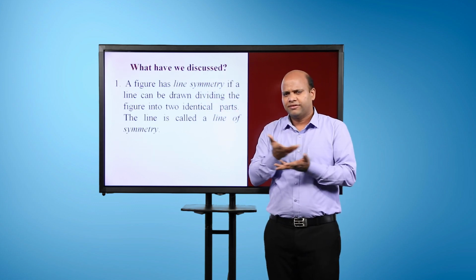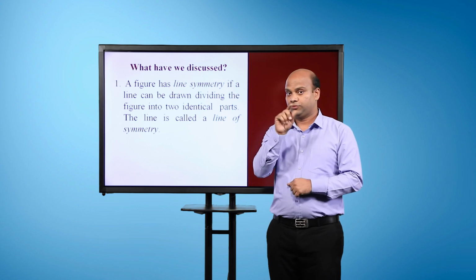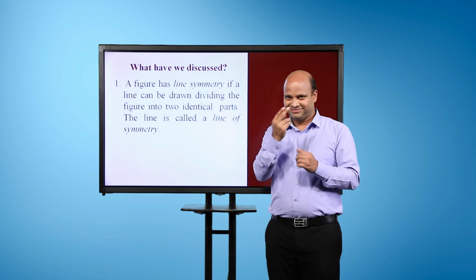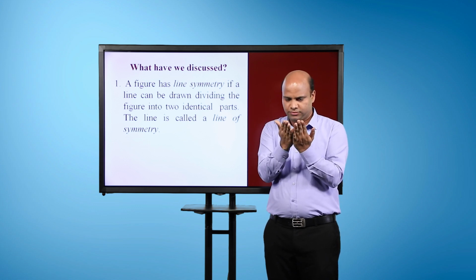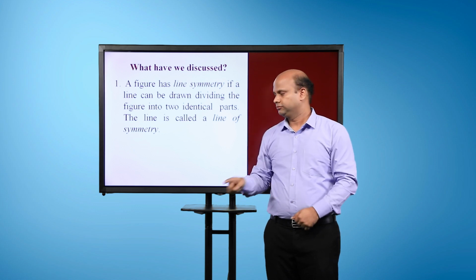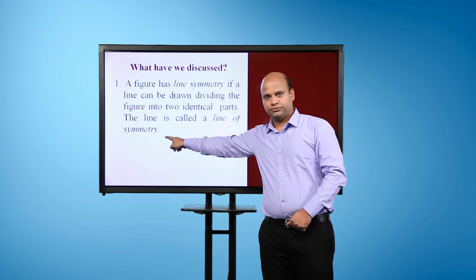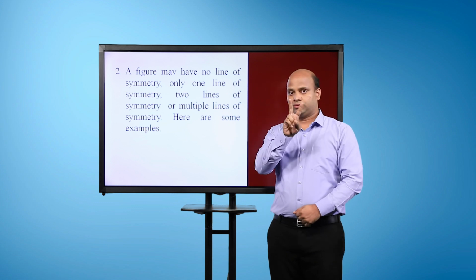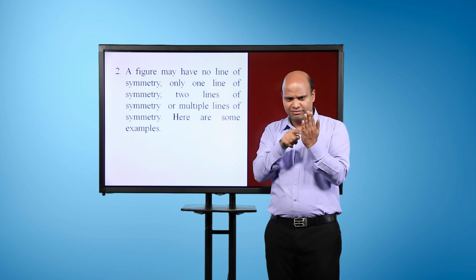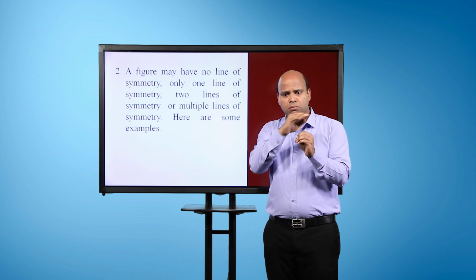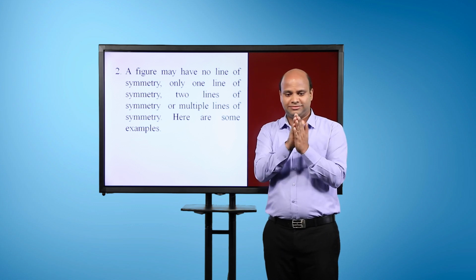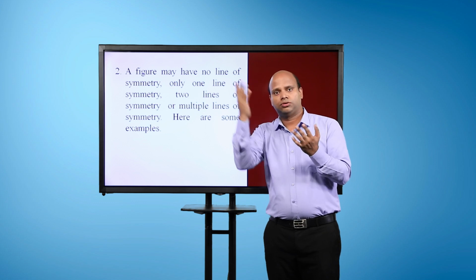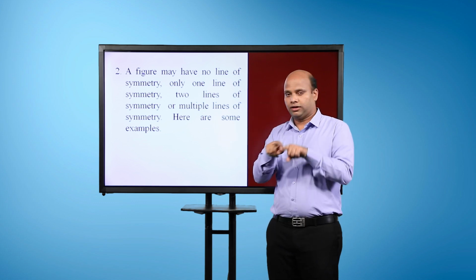What have we discussed? 1. A figure has line symmetry if a line can be drawn dividing the figure into two identical parts. The line is called a line of symmetry. 2. A figure may have no line of symmetry. Only one line of symmetry, two lines of symmetry, or multiple lines of symmetry. Here are some examples.